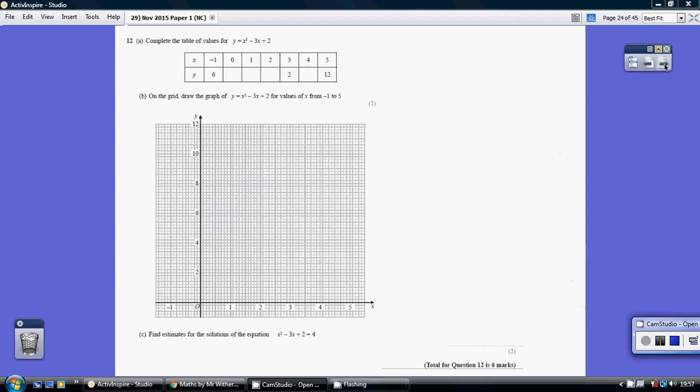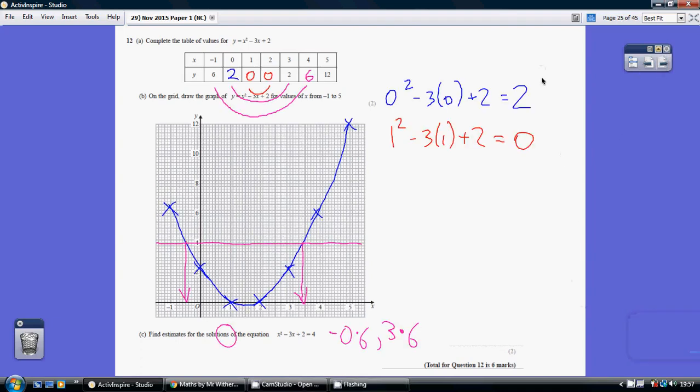Question 12. Well, I think this is one of the easiest questions on the paper. So, if it's a quadratic with a positive x squared, remember your graph is going to be a smiley face, which is symmetrical. So we're looking for some symmetry amongst these y values. Well, we've got no symmetry to start with the 6, 2 and 12, so we've got to do a bit of work. Now, I'd always start off by working out 0, 1 first, really.